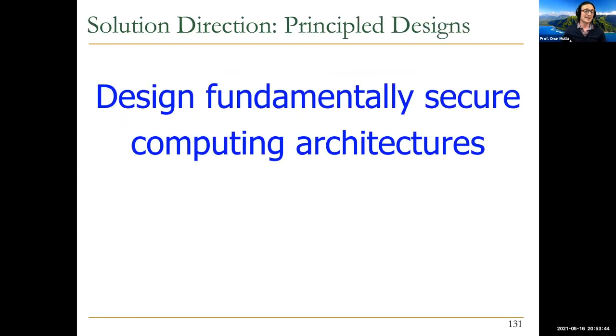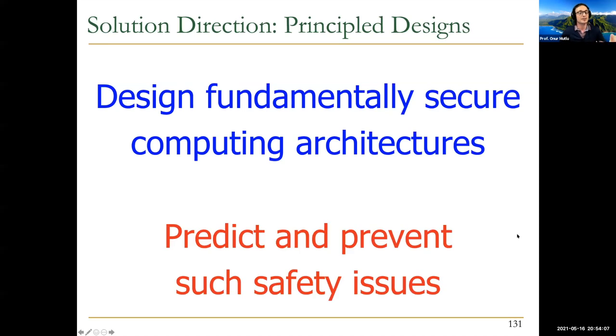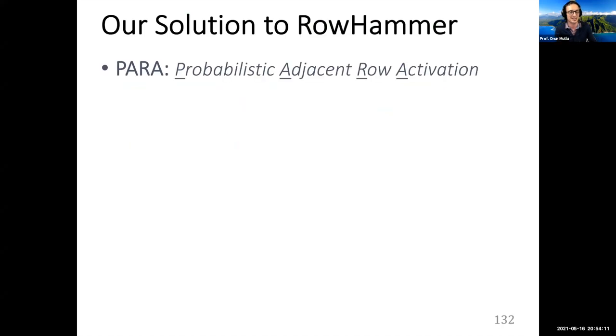Okay, so I think we need a more principled direction into the future. We cannot just keep increasing the refresh rates because refresh rate increase actually leads to a lot of performance and energy issues, because you keep refreshing the memory more often to solve this problem, and that's a bad idea. That increases the energy consumption and performance loss. So we really should rethink our systems to design some fundamentally secure computing architectures. We should be able to predict and prevent such safety issues. I don't have all the answers, but I can give you some directions.